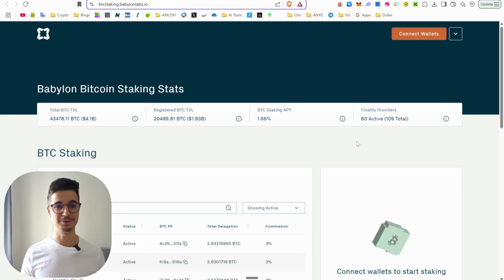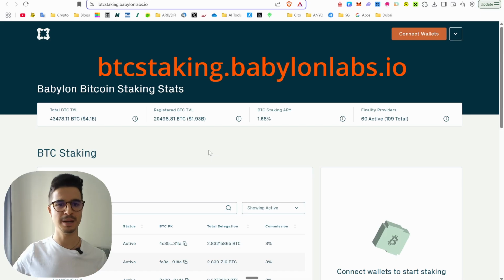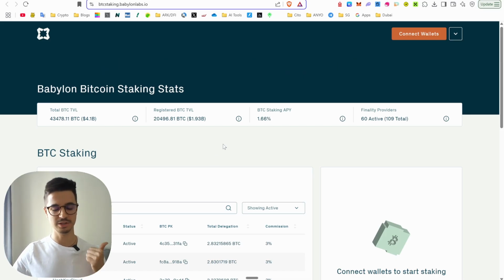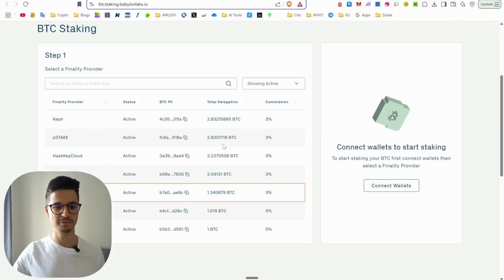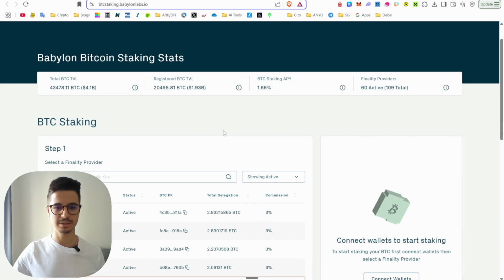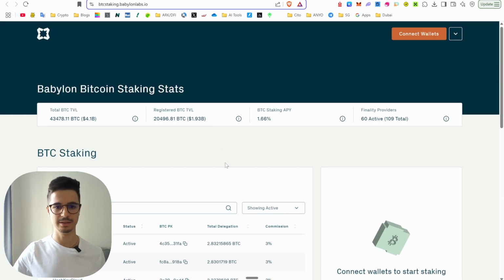In order to stake your Bitcoin natively on the Bitcoin chain via Babylon, you have to go to btcstaking.babylonlabs.io. On their dashboard, we can now either stake Bitcoins if we haven't done it before, or we can migrate our Bitcoins that we staked during the testnet, and I will show you both how it works.